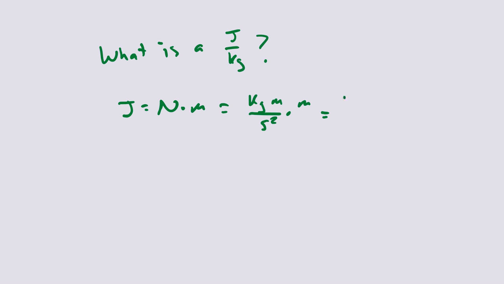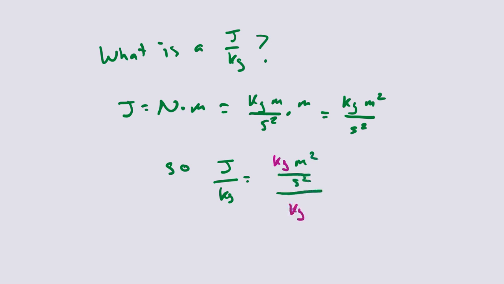What is a joule per kilogram? So we have a joule, which is a newton times a meter. The newton is the kilogram meter per second squared times a meter. You combine all that, we get a kilogram meter squared per second squared. That's the joule. Now, put the joule per kilogram with kilogram meter squared per second squared divided by kilograms. The kilograms cancel out, leaving you with meter squared per second squared.